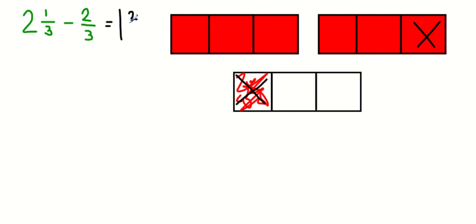That's my numerator, my top number. And then my bottom number, my denominator, stays the same. It's still in thirds. So I've got 1 whole left and 2 out of 3. So 2 over 3, so 2/3.